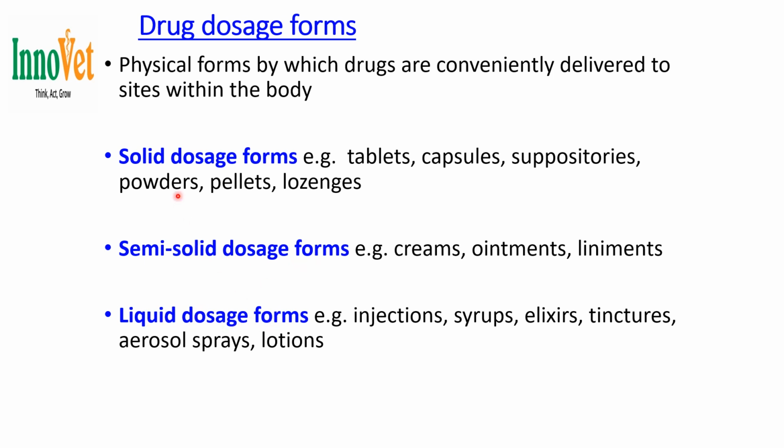So under the solid dosage forms, we can have the tablets, the capsules, the suppositories, the powders, the pellets, and the lozenges. Then under the semi-solid forms, we can have the creams, the ointments, the liniments. And then under the liquid dosage forms, we can have injections, syrups, elixirs, tinctures, aerosol sprays, and lotions. Well, we are going to look at each of these in detail in the subsequent slides.